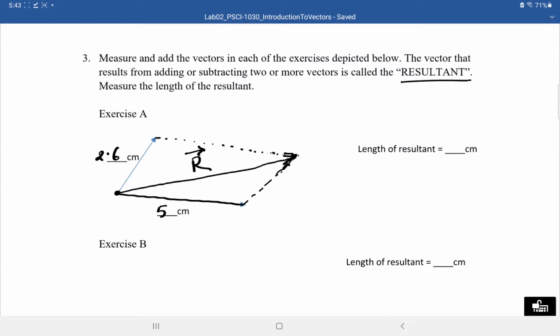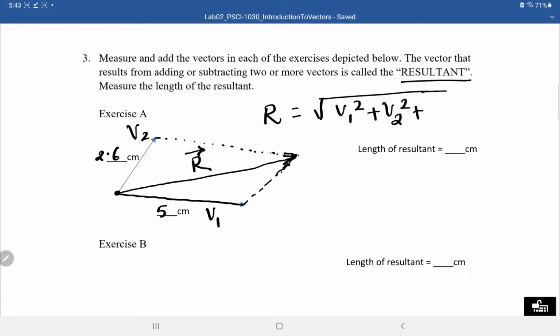From the parallelogram you don't have to derive this equation. For example, this is vector v1 and this is vector v2, then this resultant is given by R equal to the square root of v1 squared plus v2 squared plus 2 v1 v2 cos theta. You can directly use this equation. What is this theta? Theta is the angle between the vectors v1 and v2, right? So if you know this, measure this angle, right?